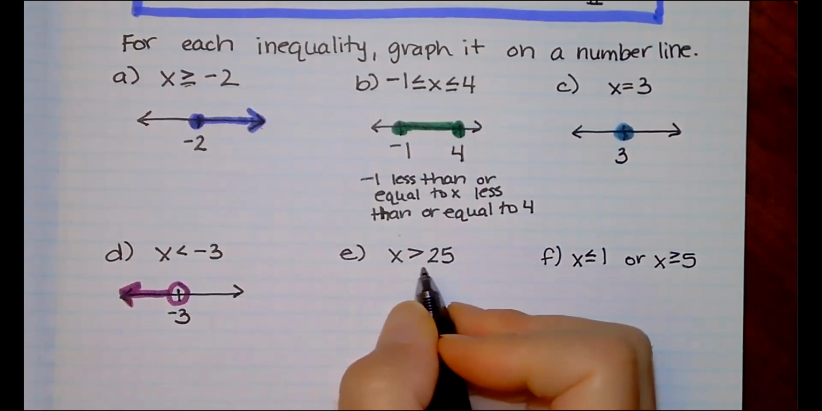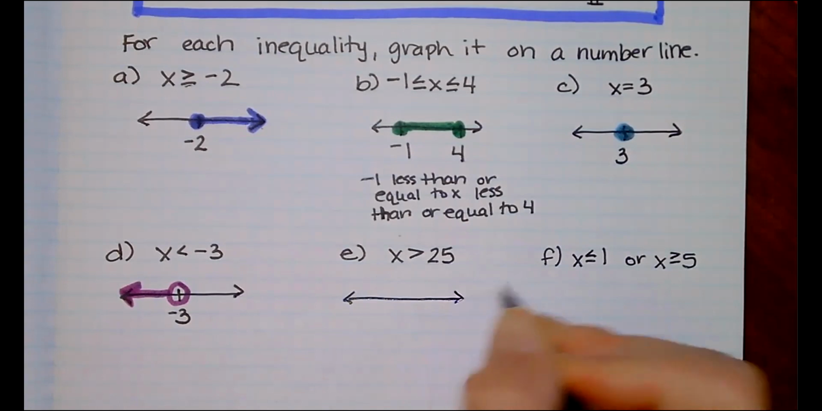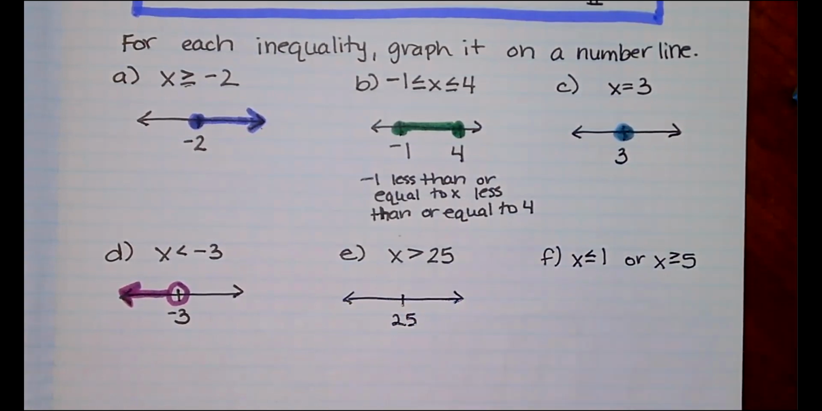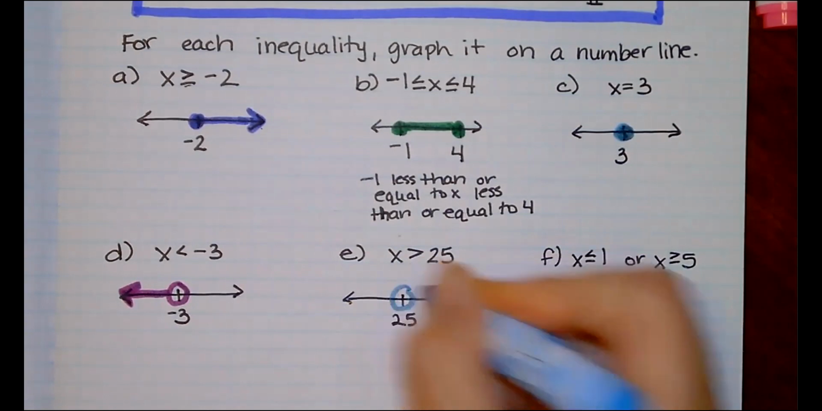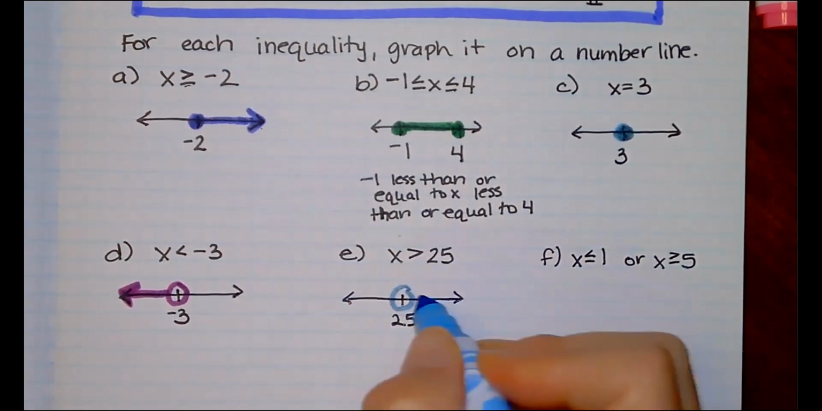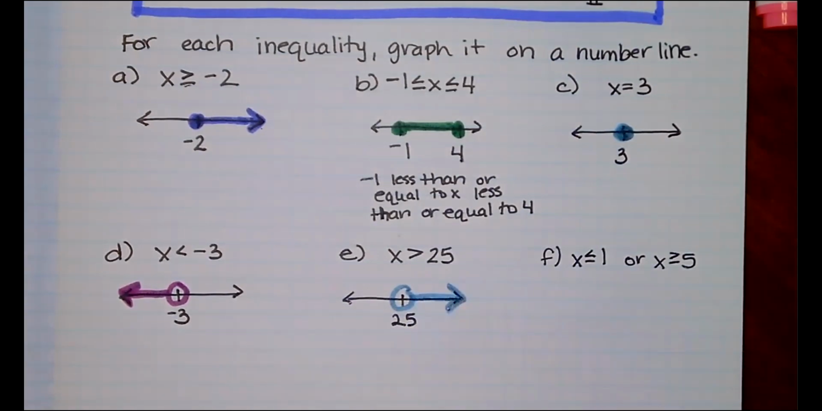On E, x is greater than 25. So I want all numbers that are greater than 25. So again, I'm going to have an open circle because I'm not including 25. And then I want everything bigger, so I'll be going 26, 27, 28, 29, and so on. I'll be going to the right.